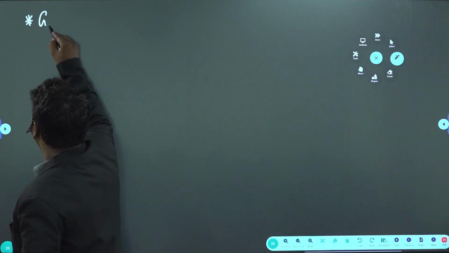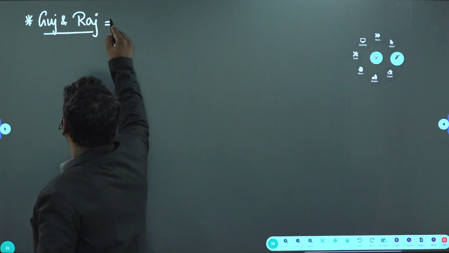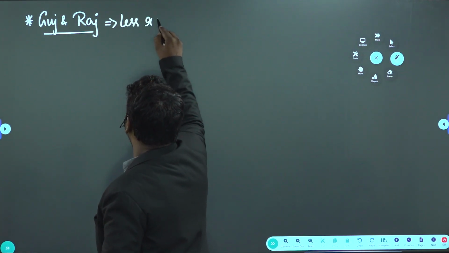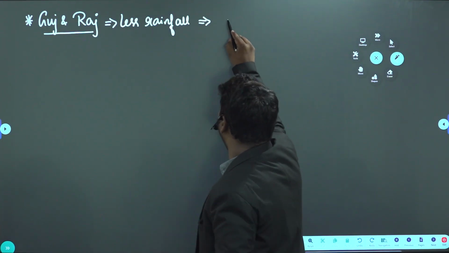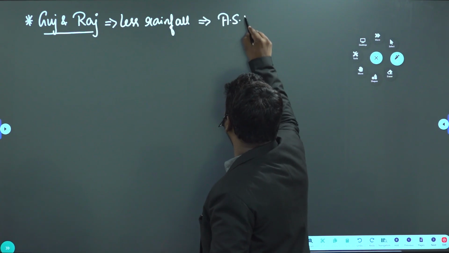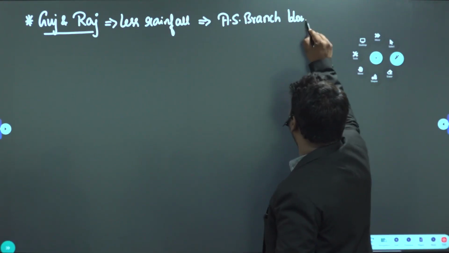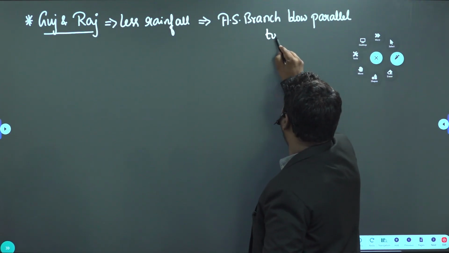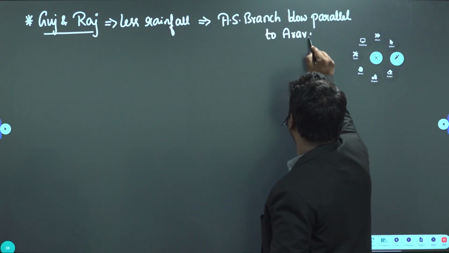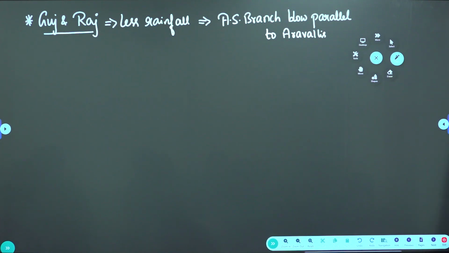During this time, Gujarat and Rajasthan will get less rainfall. And if they ask you the reason, the Arabian Sea branch will blow parallel to the Aravallis. This point is very, very important. Arabian Sea branch will blow parallel to the Aravallis.